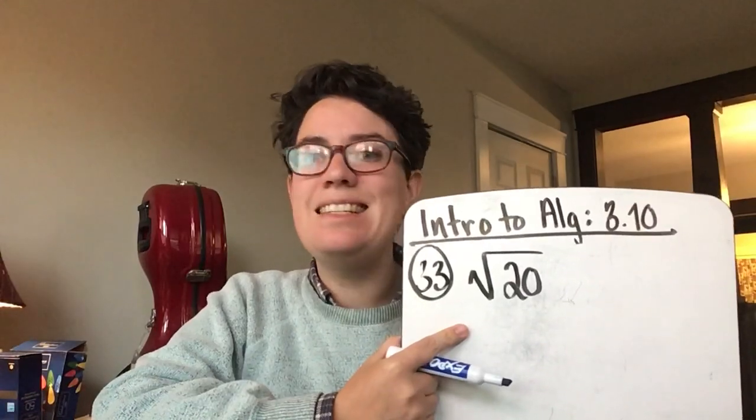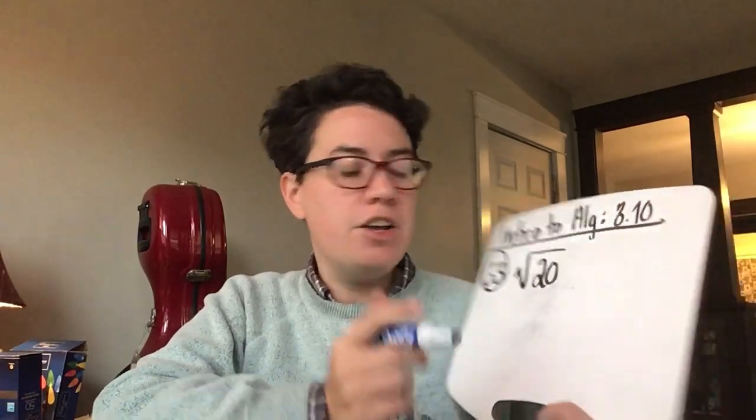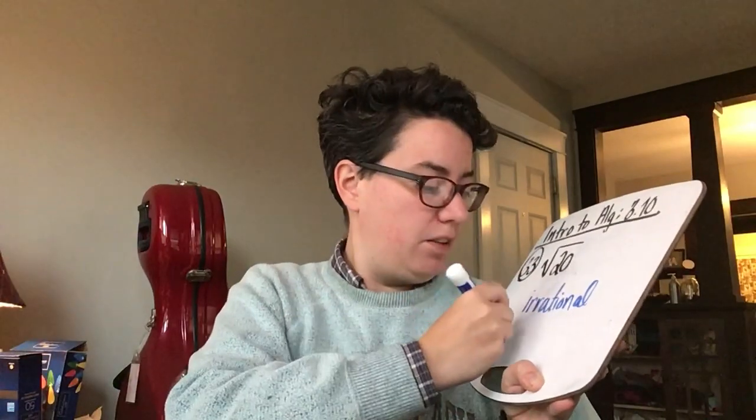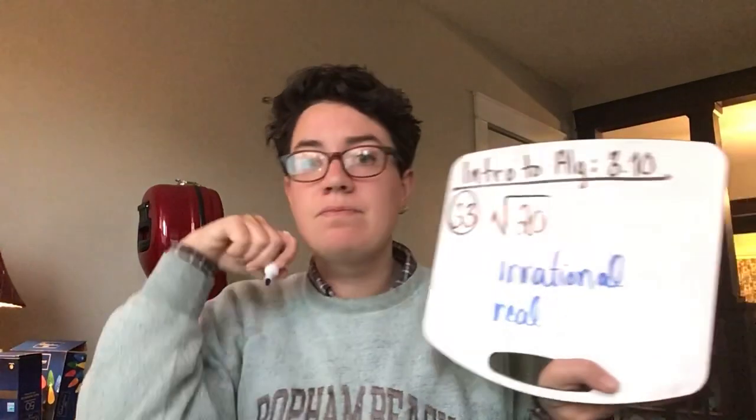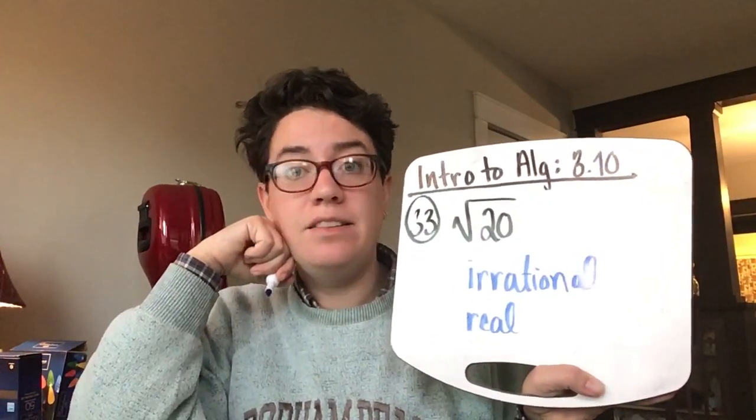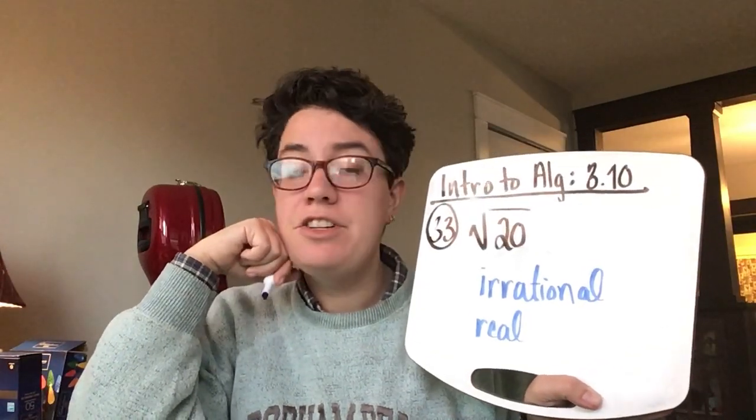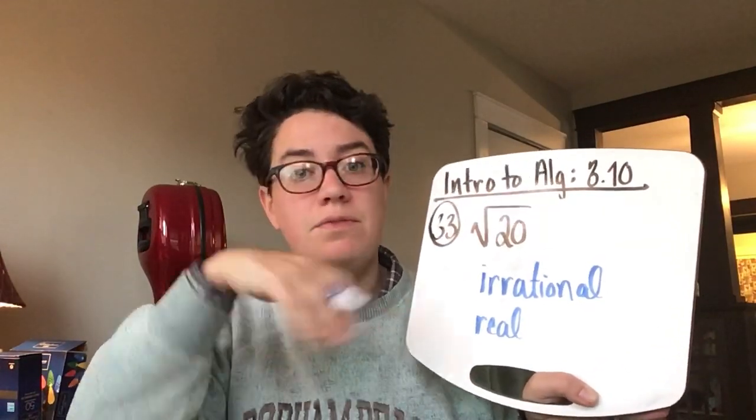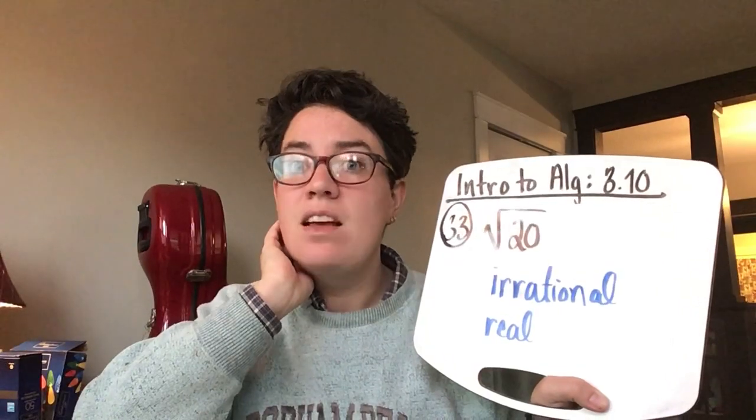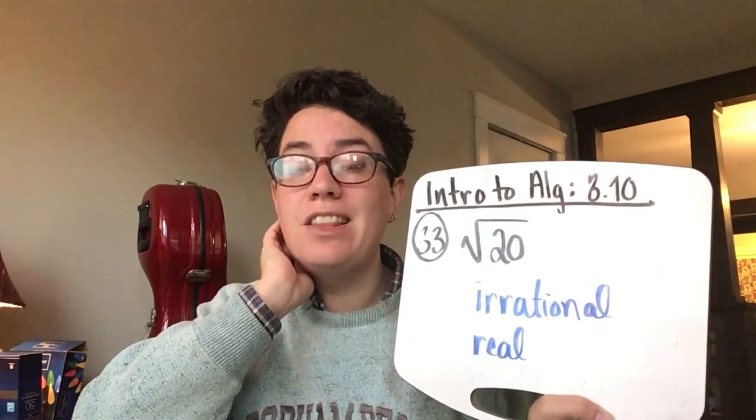Root 20 is not a perfect square, so that means that it's irrational. But it is positive, so it is real. And those are your categories. Since it's not rational, it's not going to be an integer, it's not going to be a whole number. It's just these two.